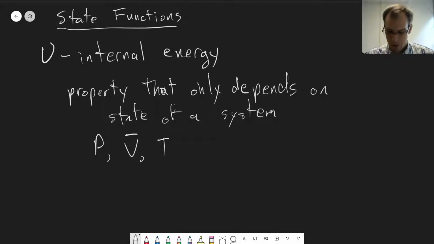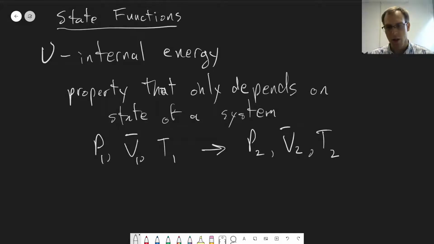And so if you move from, say, one state, P1, V bar 1, T1, to a second state, P2, V bar 2, T2, we change the state of the system. It doesn't matter how we get from state 1 to state 2. The change in energy will be the same regardless. It doesn't depend. We would say it's path independent.